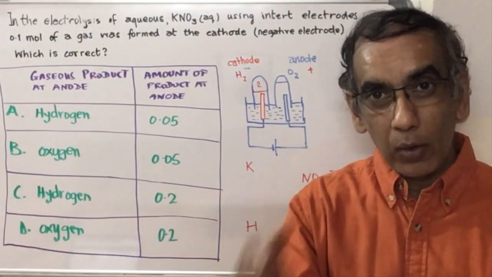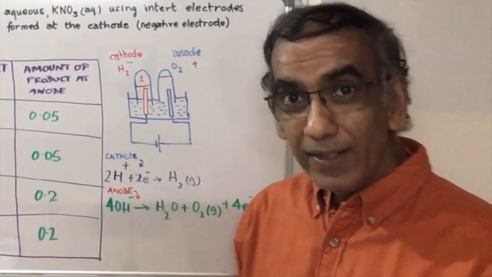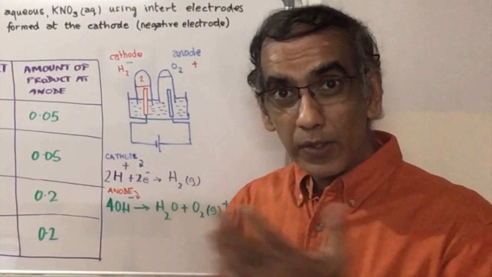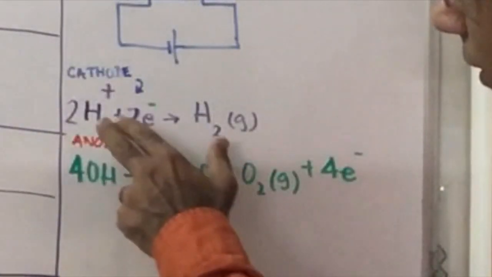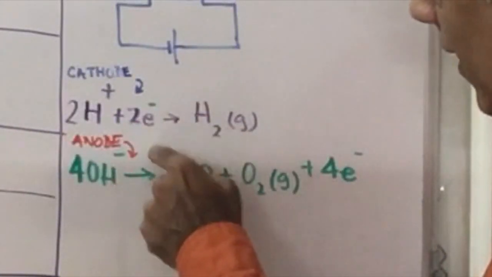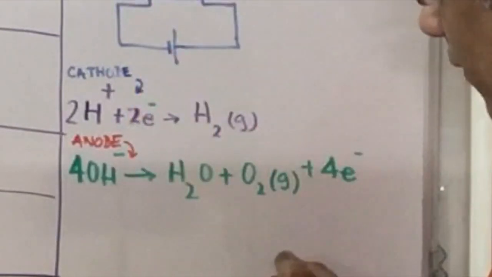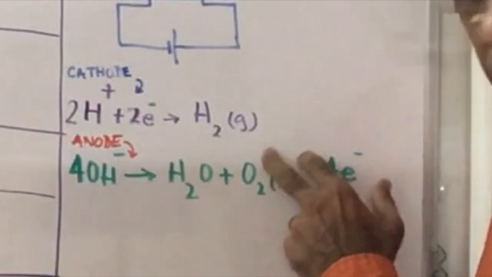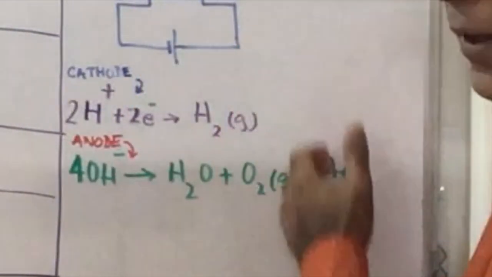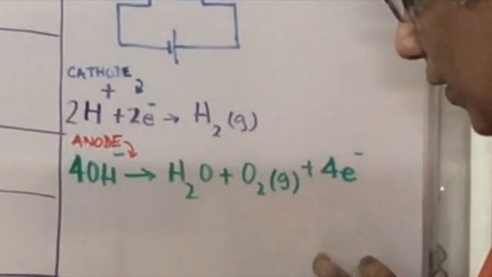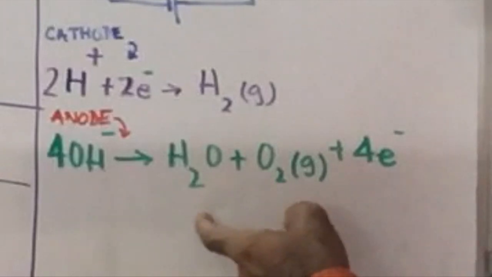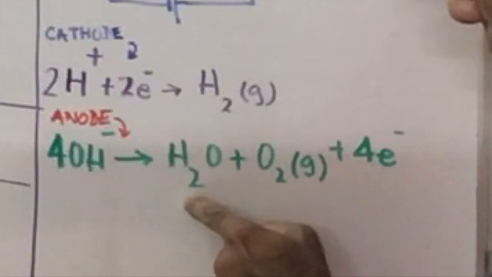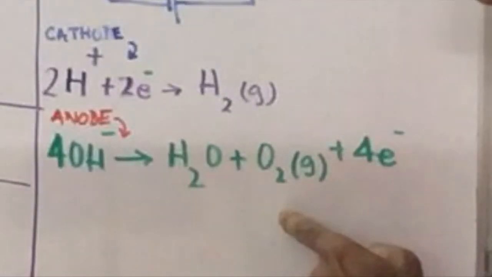But let's quickly recall how that happens. And here you can see the two half equations associated with the electrolysis of water. Here at the cathode, two hydrogen ions gain 2 electrons at the negative cathode to produce 1 mole of hydrogen gas. Over at the anode, to get 1 mole of oxygen gas, 4 hydroxides need to donate their electrons, and then you get 1 mole of water and 1 mole of oxygen.